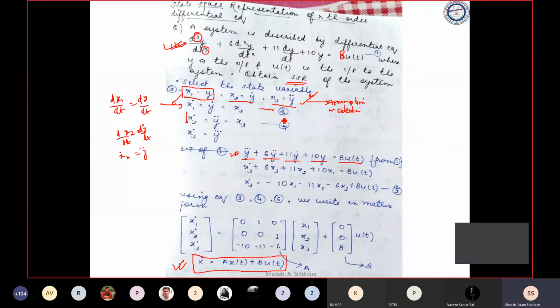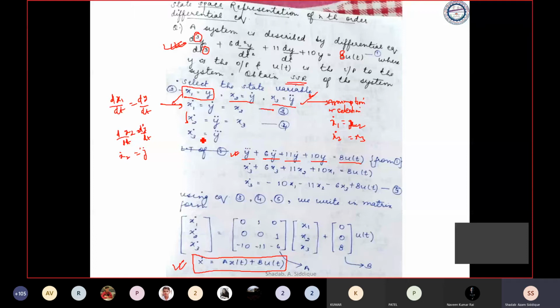Okay. So that means we got 3 equations. That is x1 dot is equal to y. Sorry, x1 dot is equal to x2, and x2 dot is equal to x3. Okay, so that is the thing we got.